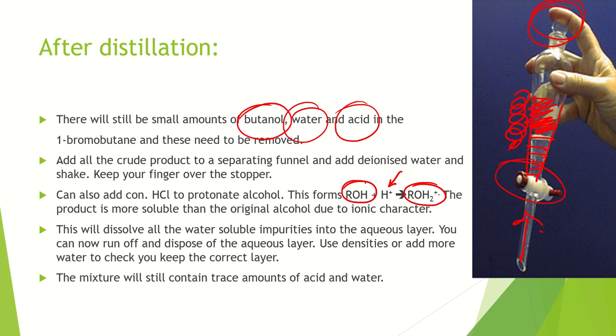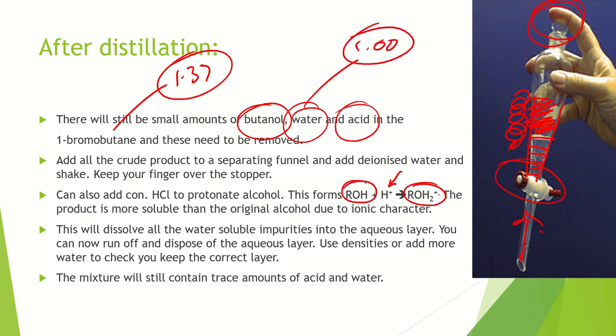Now that mixture at this point, so let's say our 1-bromobutane is denser. It is denser, by the way. 1-bromobutane has a density, I think, of 1.37 grams per centimeter cubed, and the water is about 1 gram per centimeter cubed, sorry. So the 1-bromobutane layer will be at the bottom. So again, we just collect the bottom layer and we can get rid of the top layer, the aqueous layer as we would call it.